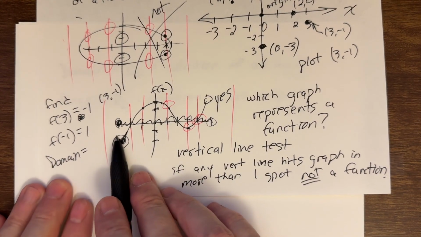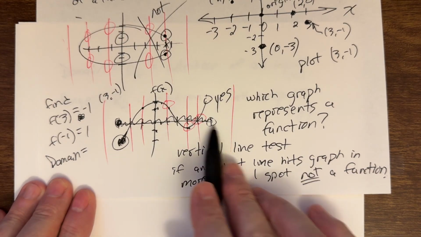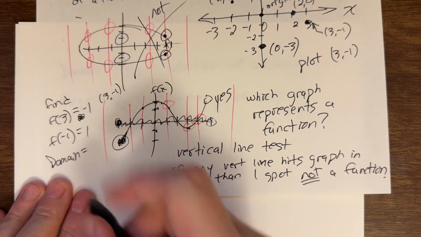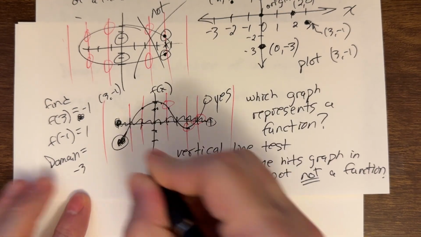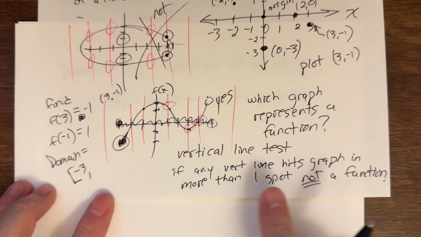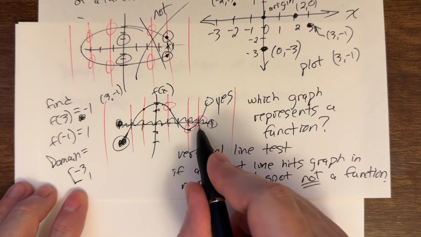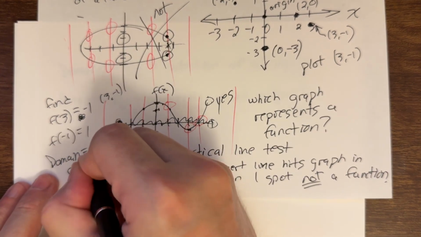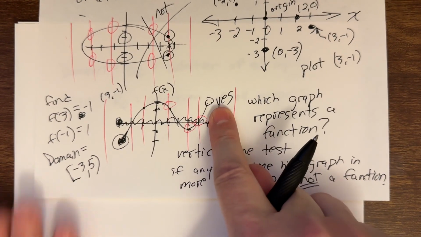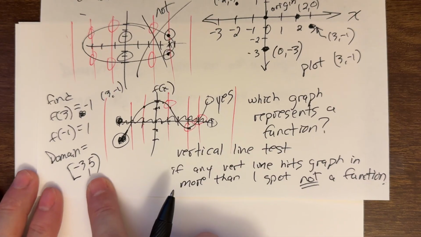For my domain, I need the interval from this x to that x. This x, 3 units to the left, is -3. A filled in circle gets the bracket, comma. Over here, we're looking at, what is that? 1, 2, 3, 4, 5. X is 5. And that is an open circle, hence that gets a parenthesis.